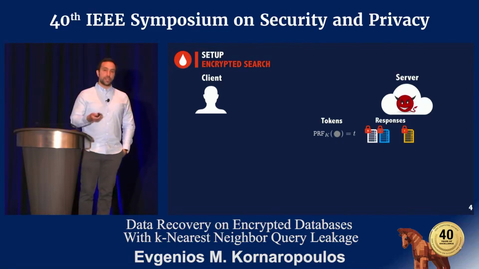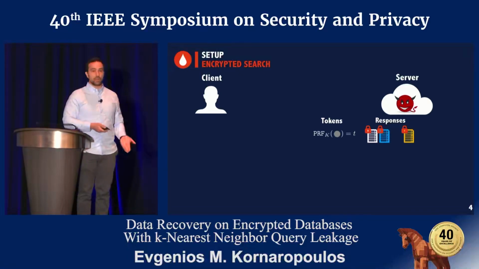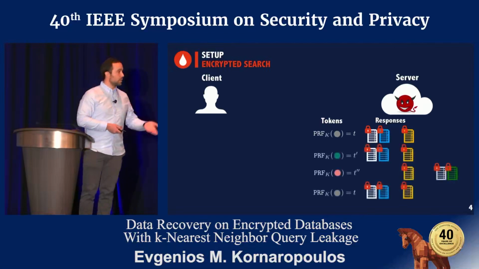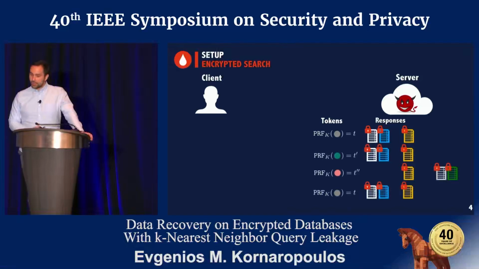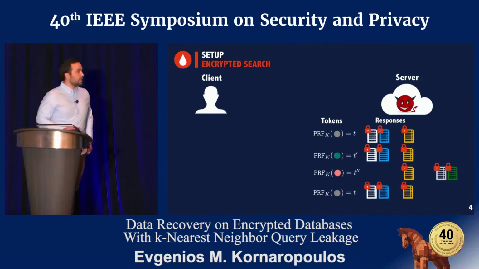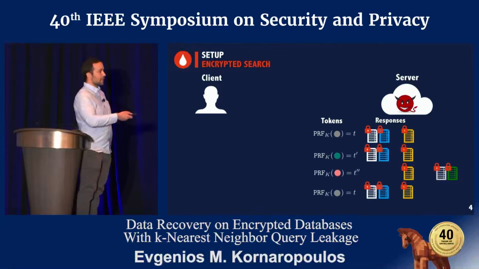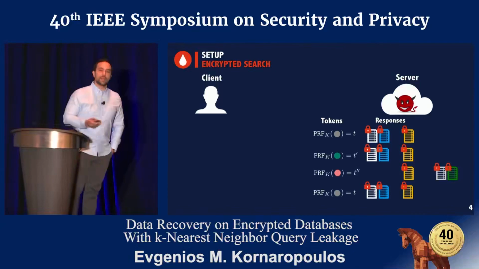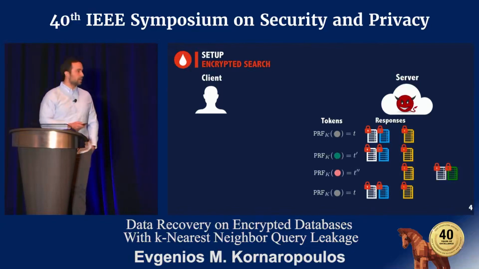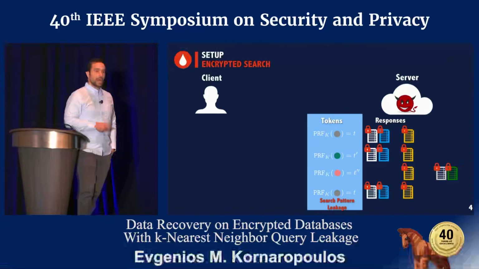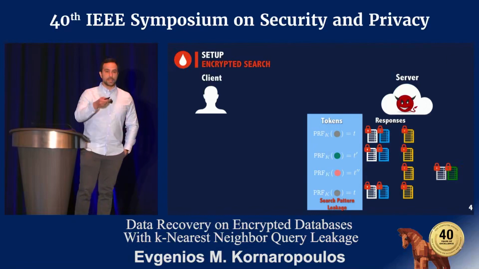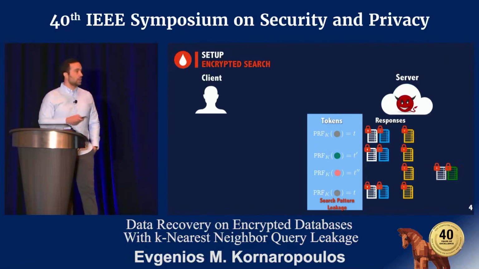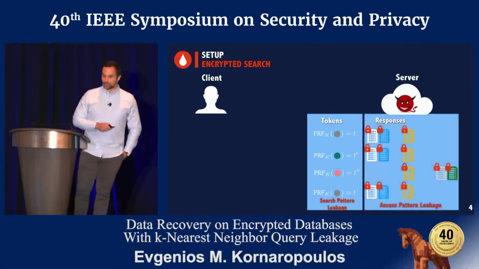But since our adversary is a persistent adversary, he sees a series of these types of transactions, so it looks like this. Let's see what the adversary can infer from this source of information. The adversary can first see that the two tokens are exactly the same, specifically the first and the last. This means that the underlying query is the same. This is called search pattern leakage. Another observation that the adversary can make is that an encrypted record participates in multiple responses. This is called access pattern leakage.